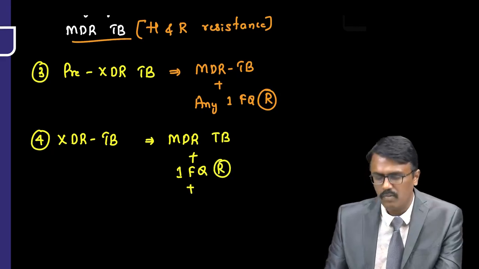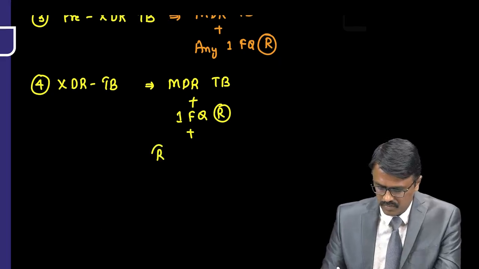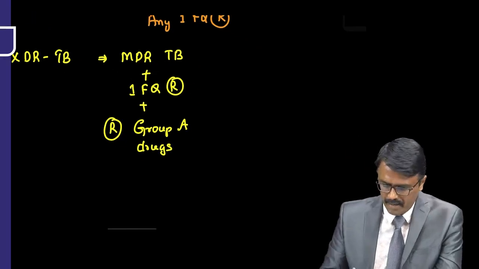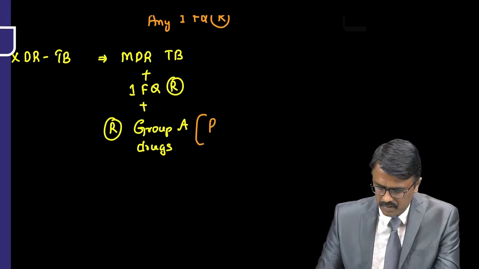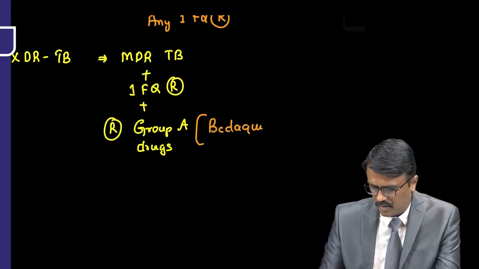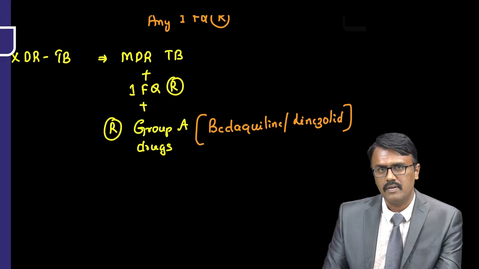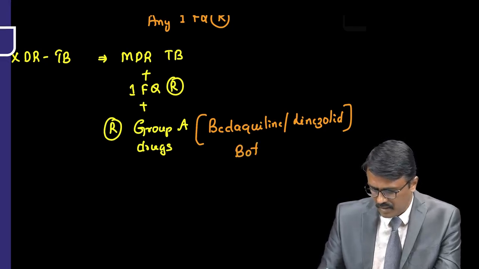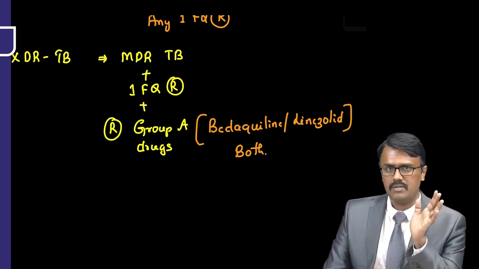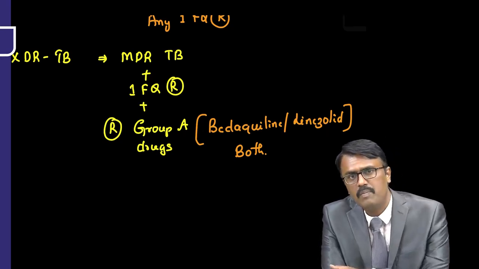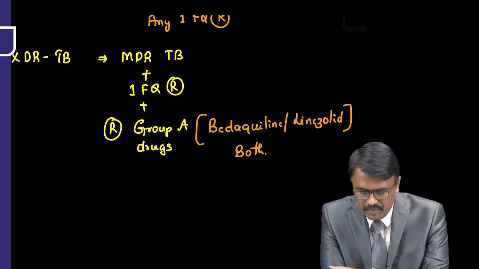Now along with that, they have added one more: any resistance to group A drugs. So what are the group A drugs? Commonly, the resistance may be to bedaquiline or linezolid, or to both, then we call it XDR tuberculosis. Previously XDR-TB was MDR plus 1 fluoroquinolone plus 1 second line injectable. That is not the definition now.